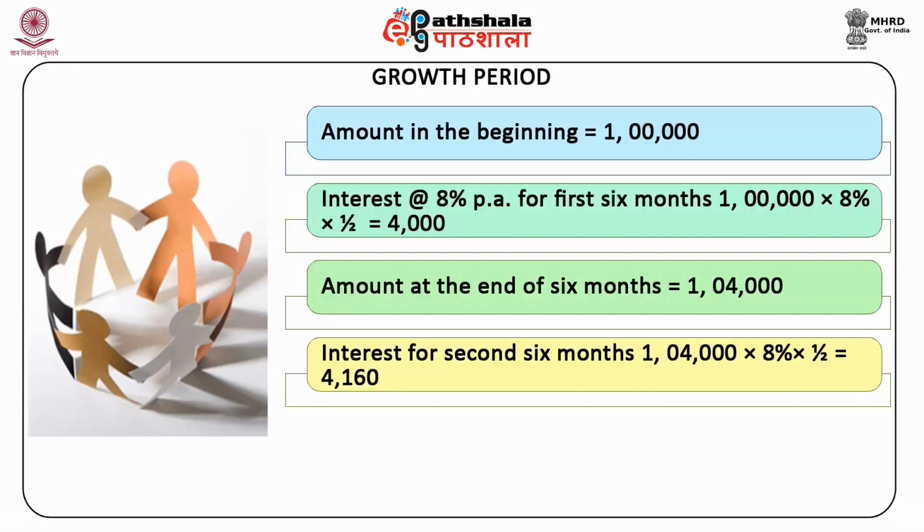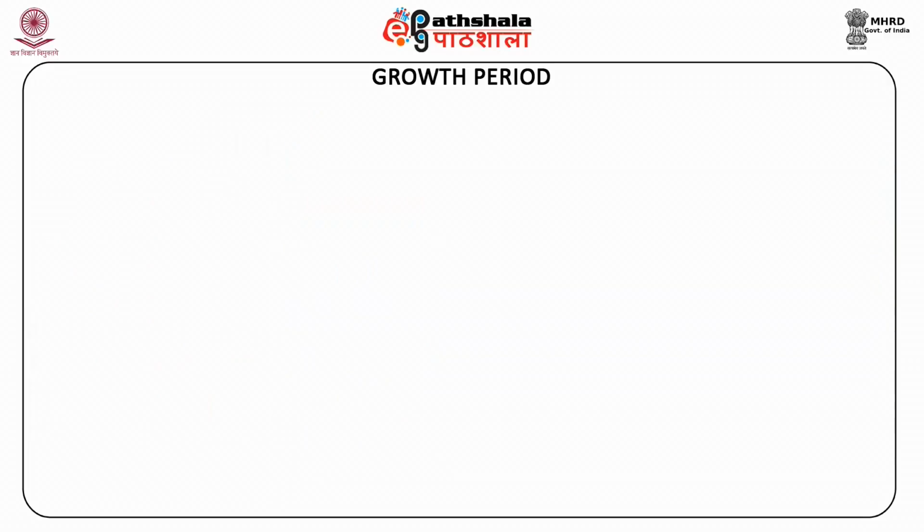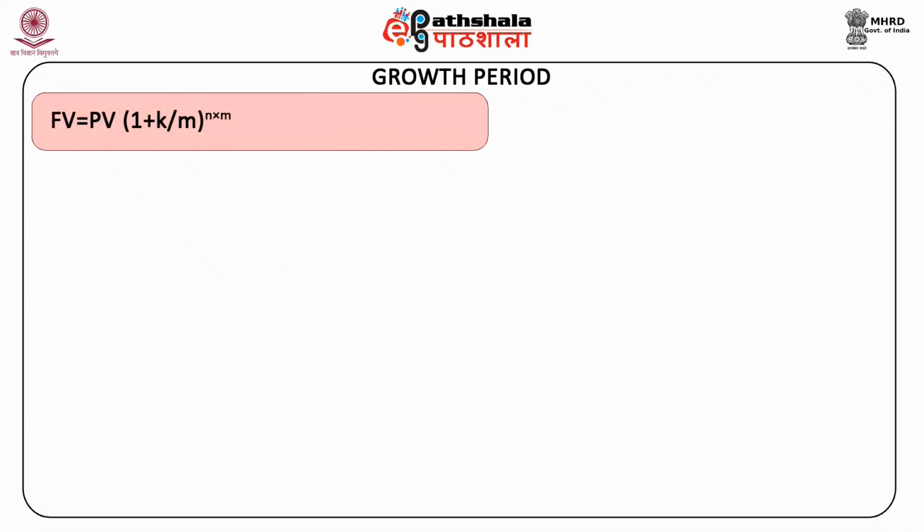Interest for the second 6 months is 4,160 and the amount at the end of 1 year is equal to 1,08,160. Alternatively, FV is equal to PV into (1 plus K upon M) raised to power N into M.